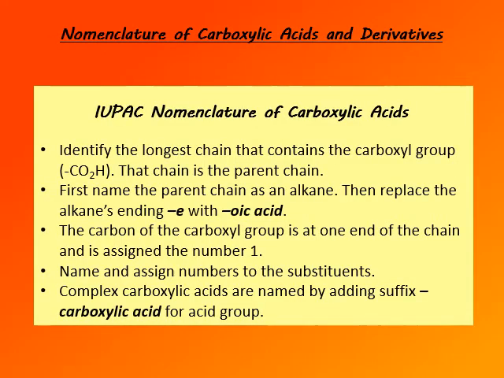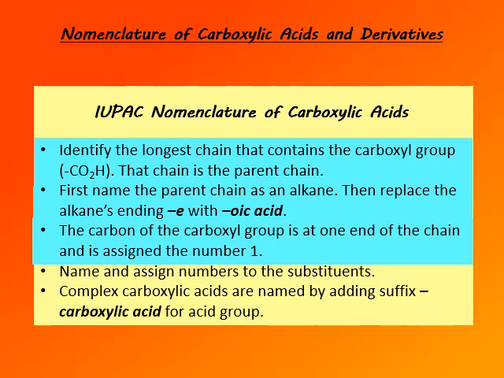For the rest of this chapter, we are going to cover nomenclature of carboxylic acids and derivatives. So first, IUPAC or systematic nomenclature of carboxylic acids. To name carboxylic acids according to IUPAC nomenclature, first we should identify the longest chain that contains the carboxyl group. And that chain is the parent chain. Then we name the parent chain as an alkane. Next, we drop the final E of the name of the alkane and replace the E with the suffix oic and the word acid.